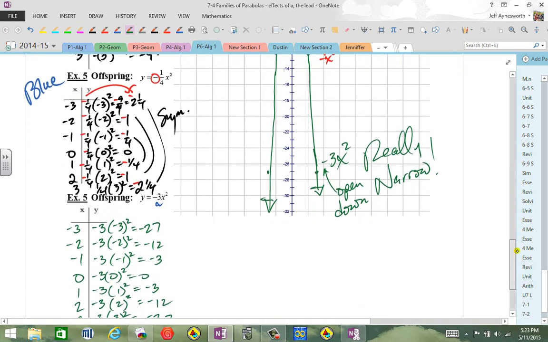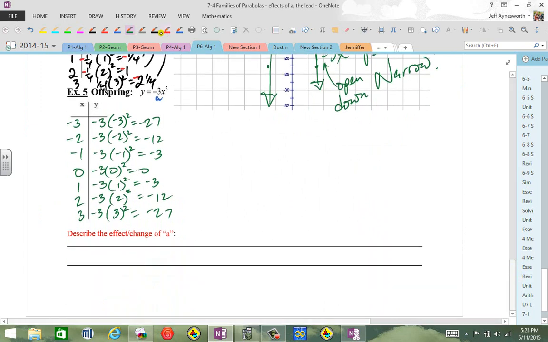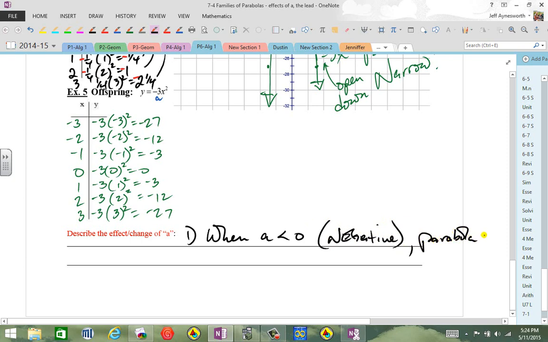All right, so let's go ahead and write down the effects of a here. First thing is, when a is negative, the parabola opens down. When a is less than 0, that means negative, guys. The parabola opens down. First thing, it looks like this.